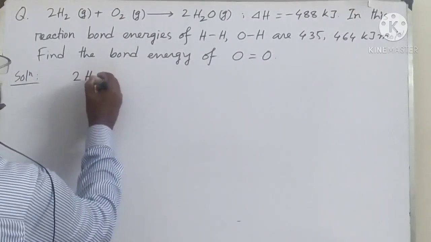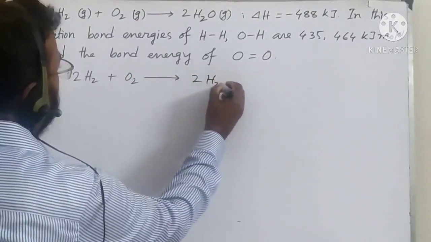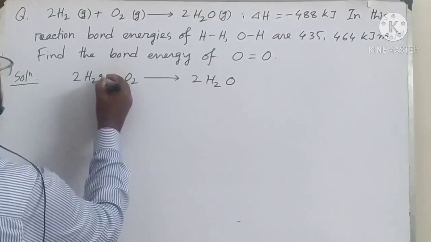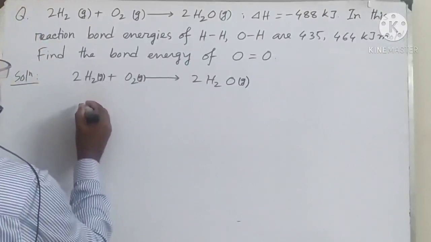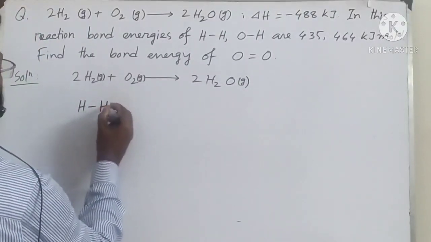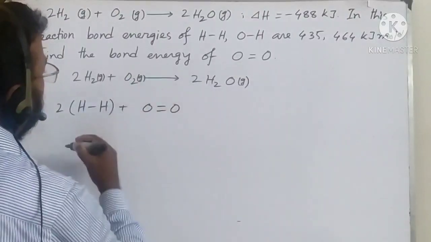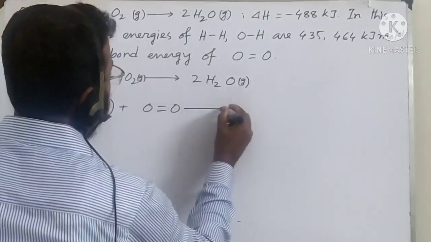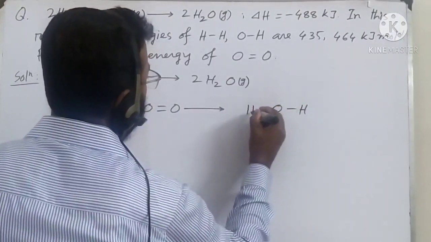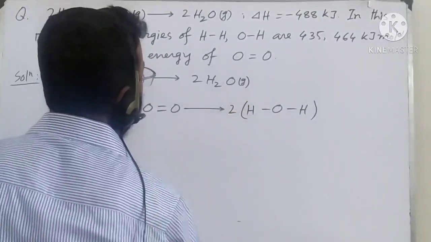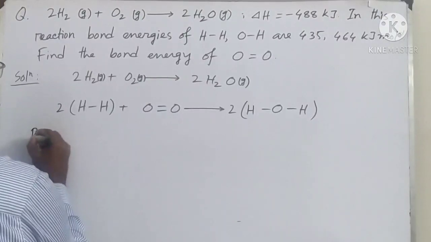It is hydrogen plus oxygen, then produce water. So these all are in gaseous form. So we can write hydrogen and hydrogen, it will be a single bond, plus oxygen and oxygen, it is a double bond. Then water, oxygen, hydrogen. So here it is 2. So in this reaction we have to find out first of all the bond breaking energy.